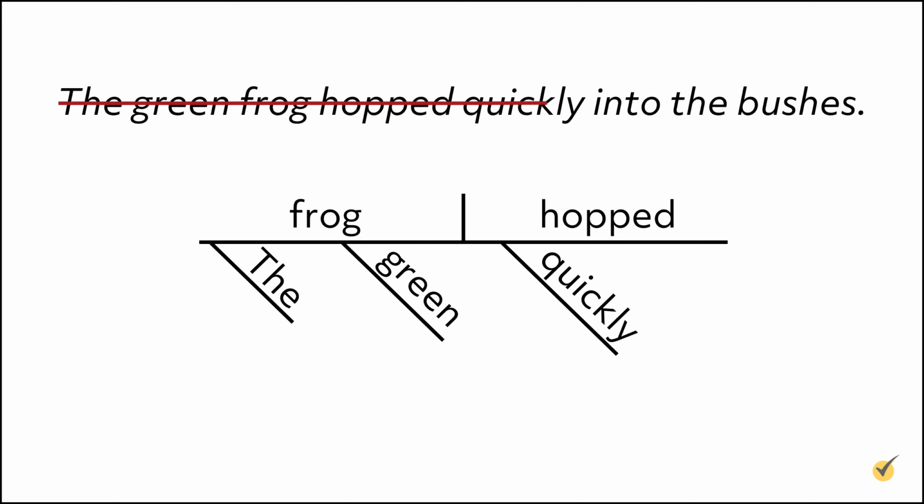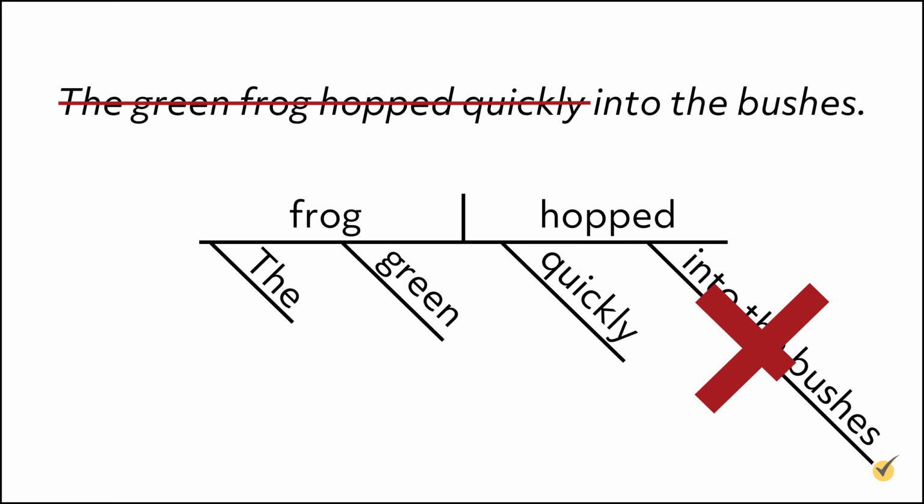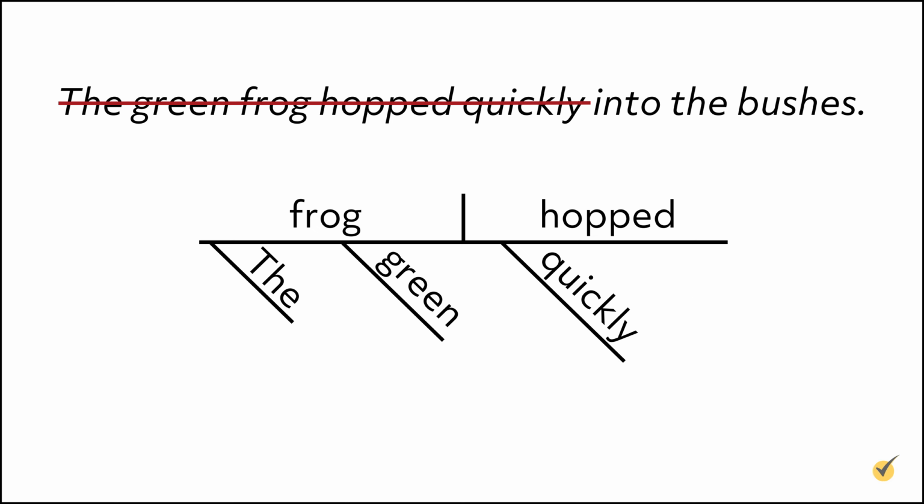Next, let's add the prepositional phrase into the bushes. This phrase describes where the frog hopped, so it goes under the verb hopped. Now, you might think that we can just put the entire phrase on one big diagonal line under hopped, but take a closer look. Inside the prepositional phrase, there are three parts of speech: a preposition, a noun, and an adjective. We need to diagram this phrase as we attach it to our existing diagram. The preposition into is the word that directly modifies hopped, so that gets its own diagonal line here.